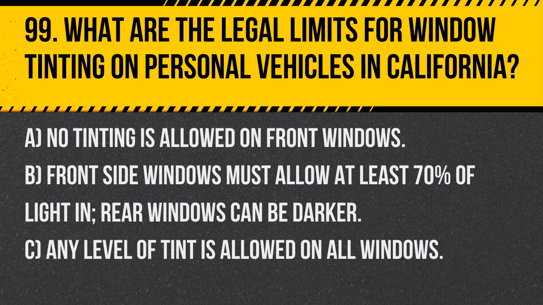Question 99. What are the legal limits for window tinting on personal vehicles in California? A. No tinting is allowed on front windows. B. Front side windows must allow at least 70% of light in. Rear windows can be darker. C. Any level of tint is allowed on all windows.